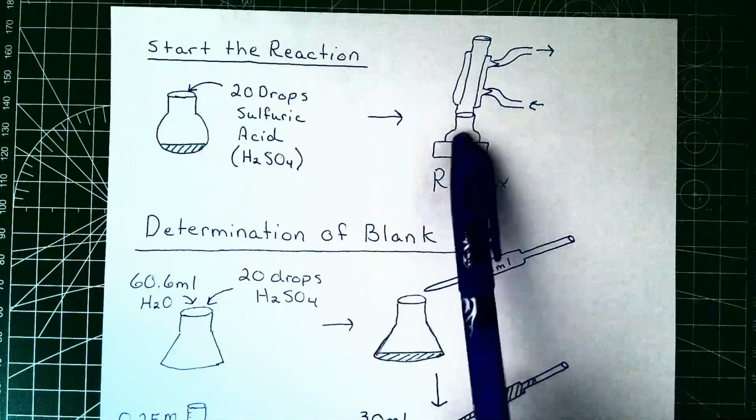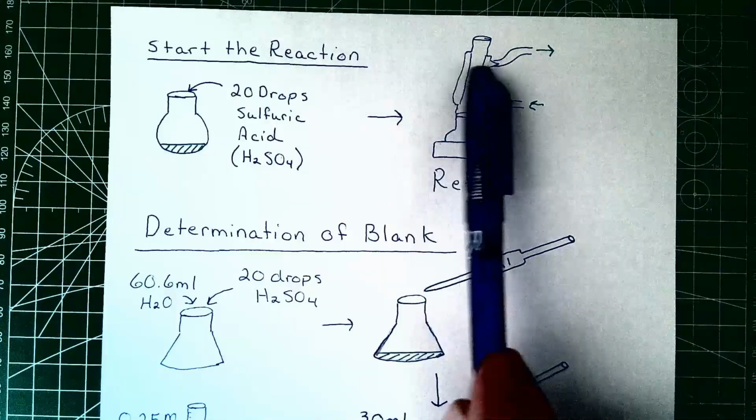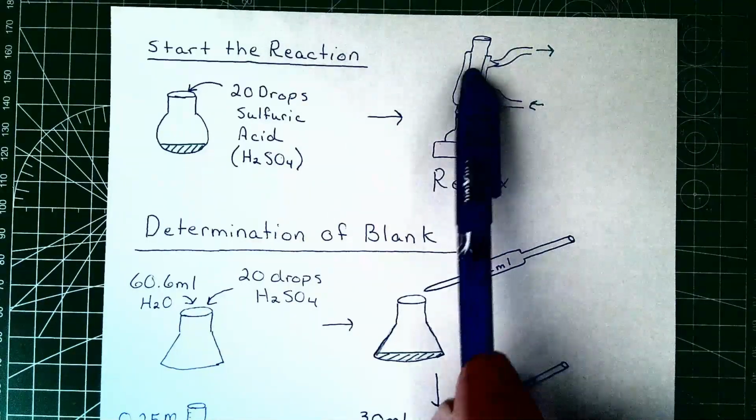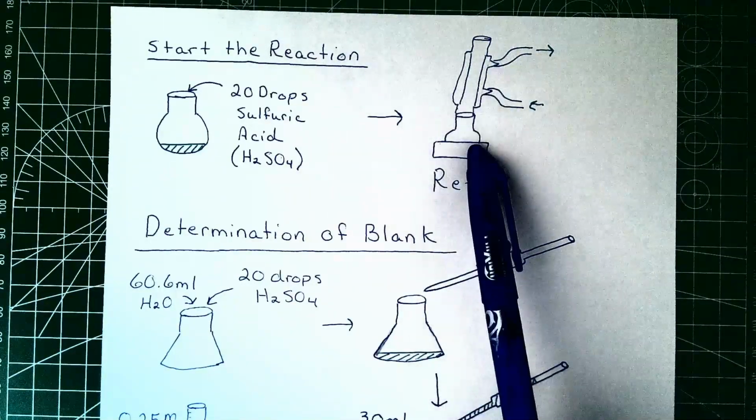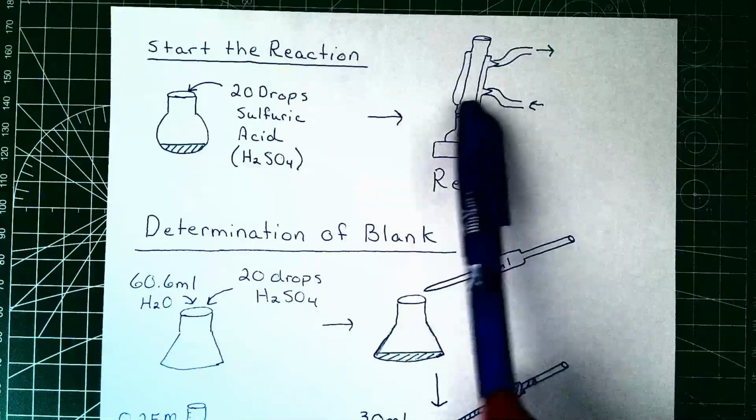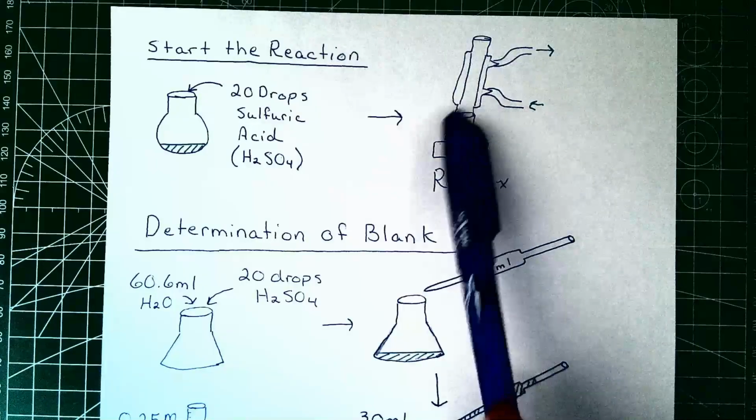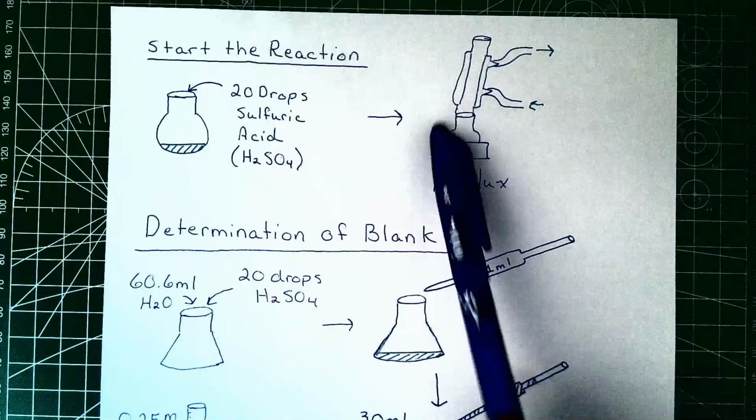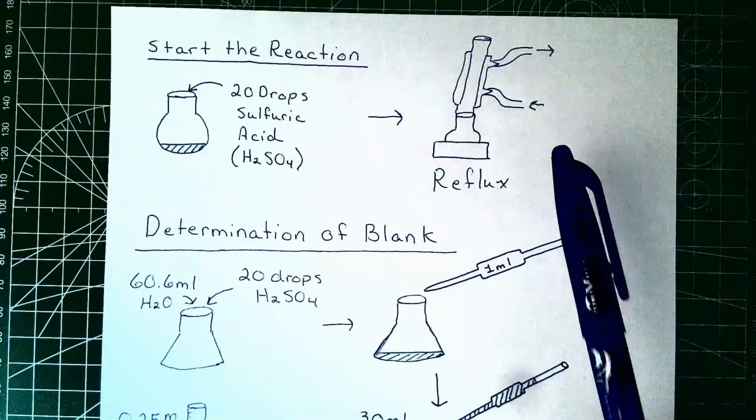It's going to boil in here. The vapor is going to rise, but it's not going to leave this condenser. Instead, it's going to be cooled and it's going to come back down. This is going to allow us to heat the mixture without losing any of our reagents or volume.